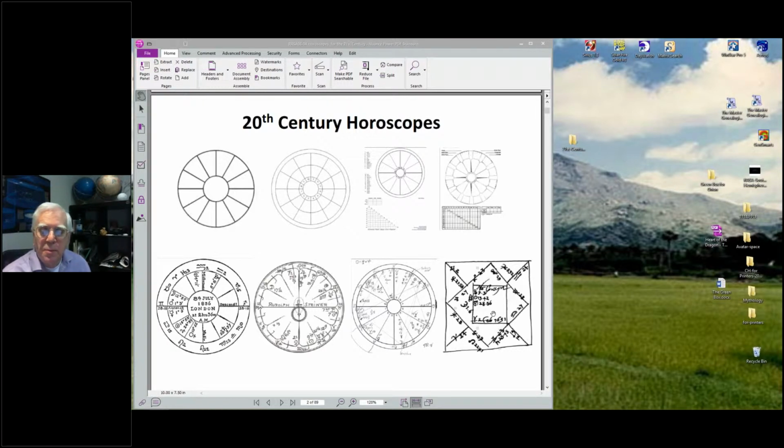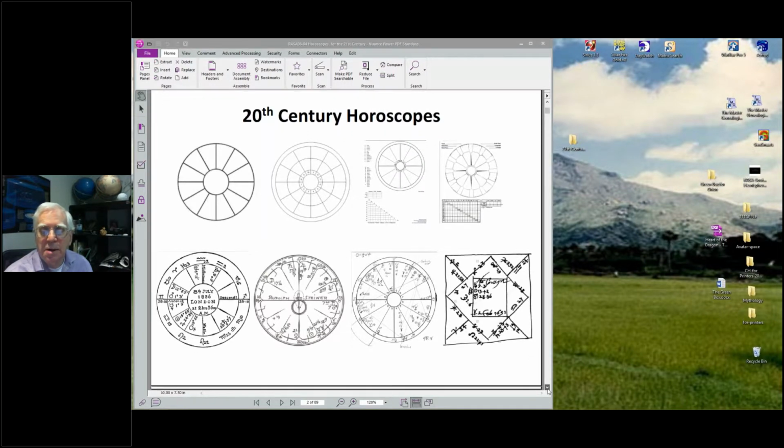And the birth data is put in. I'm not sure what they put in the front here. They have the birth date down at the bottom and some other information up above. So these were some of the earlier chart forms. This type of chart form on the right and the bottom is still very common in India, in the Vedic system.